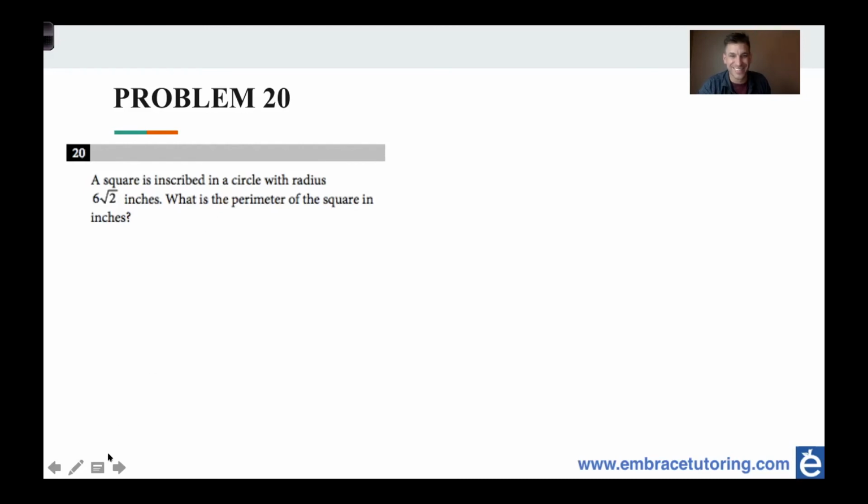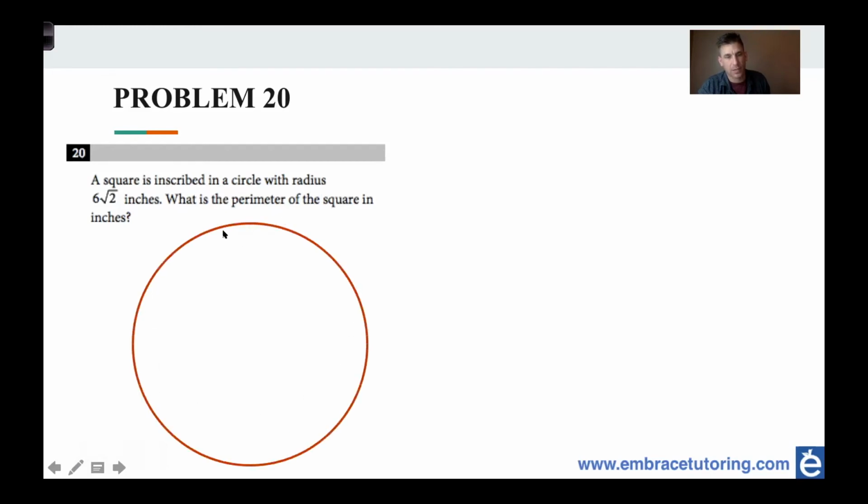However, here's the flip side. Whenever they start doing figures of some sort, one thing you want to pay attention to is that they love them some triangles. Square is inscribed in a circle. Here's your square, 4 equal sides. They do say what is the perimeter of the square, so you want to pay attention to that.